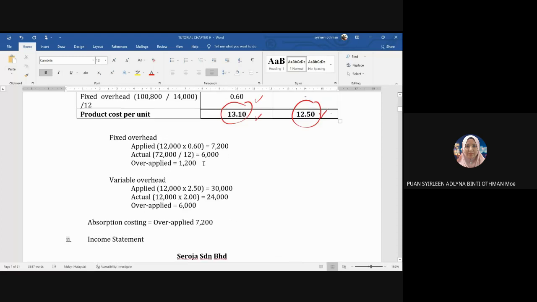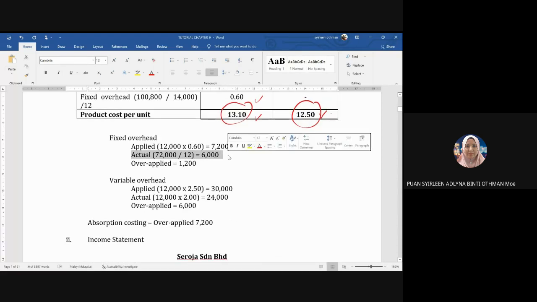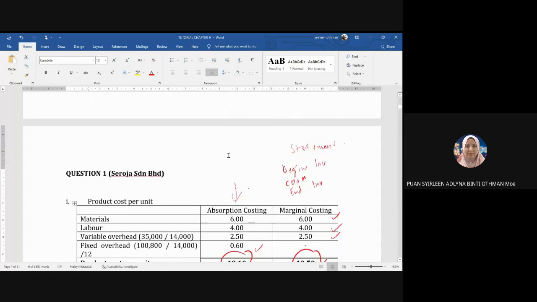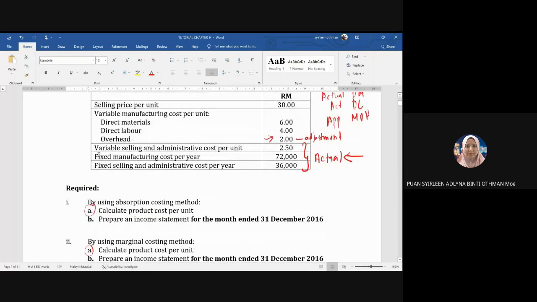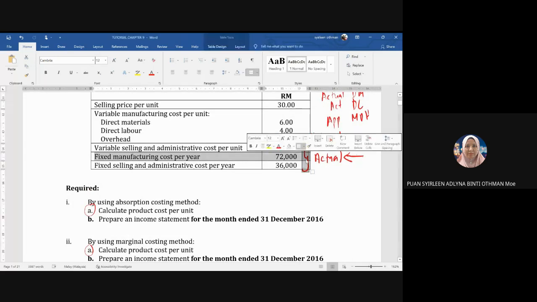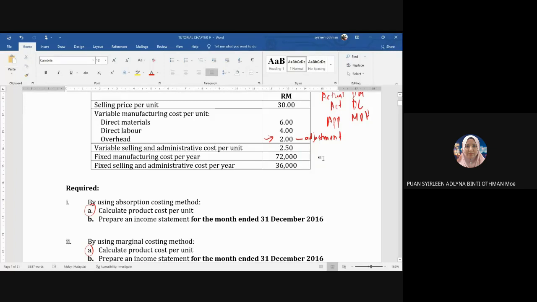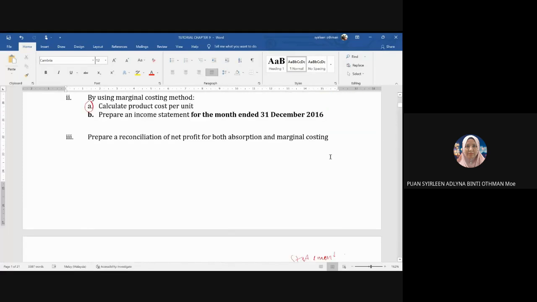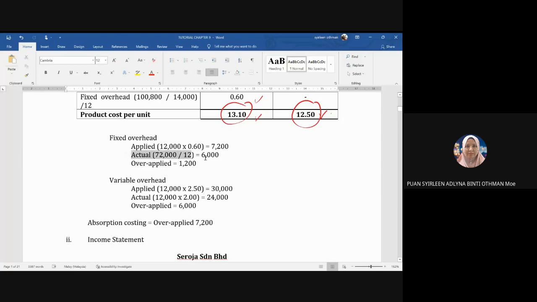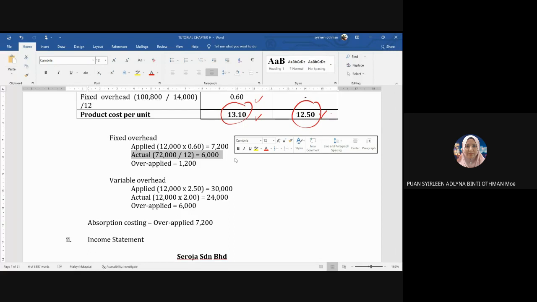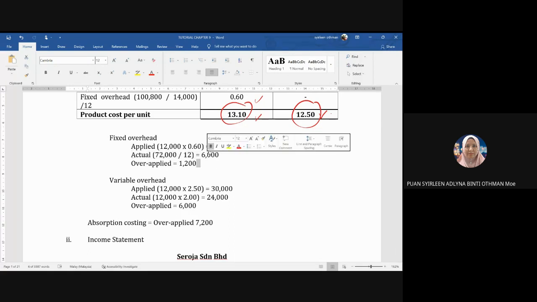So bila saya kira fixed cost, okay, the one that is given for you, kalau you baca dalam soalan, this 72,000 is actually fixed manufacturing cost per year, setahun. So kalau saya nak, sebab tadi saya darab dengan 12,000 tu ialah production for 1 year, for 1 month, sebulan. Jadi saya nak banding dengan fix yang actual tu pun saya kena bahagi dulu dengan 12, baru saya akan dapat fixed cost for 1 month. Okay, so your fixed cost is actually 6,000. Okay, so you akan dapat over applied dekat sini, the amount is 1,200.